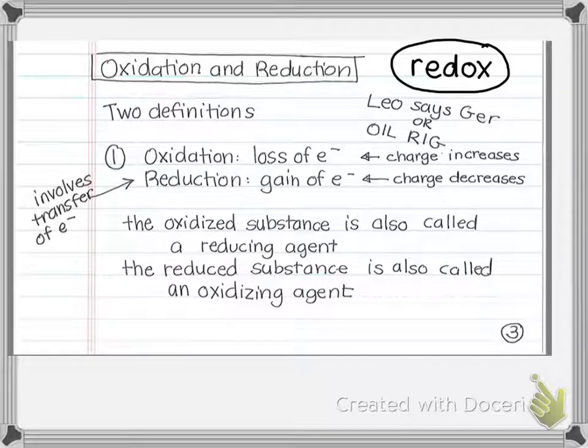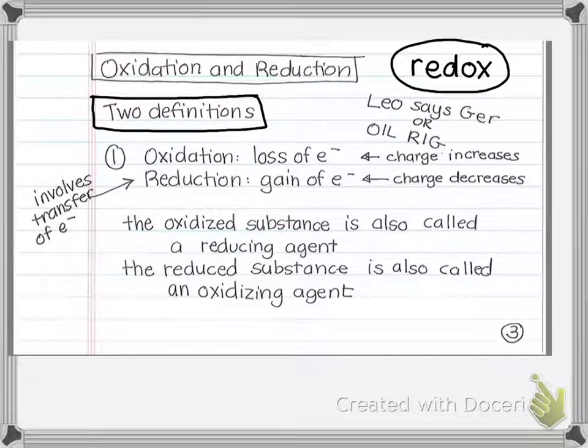So in this chapter, what we're going to try to do is look at the definitions that we can use for oxidation reduction, and given a reaction, identify what is oxidized and what is reduced. So there are two definitions of oxidation and reduction that will be used in different situations. The first definition is used when we can see an electron being transferred.